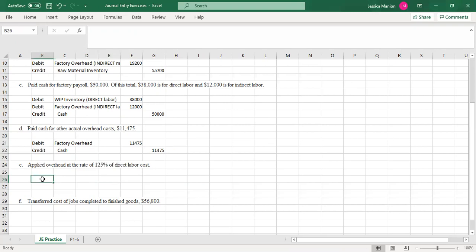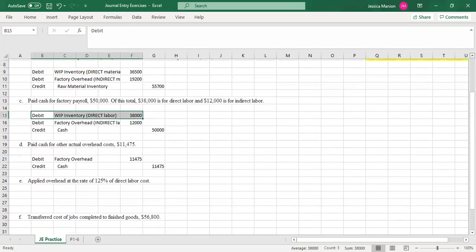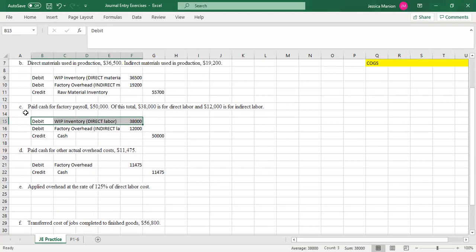So now what we're doing is, up here we debited work in process for labor. We were applying labor costs to work in process, right? Up here, we debited work in process for material costs. We were applying material costs to work in process. Now, in letter E, we're applying overhead costs to work in process.